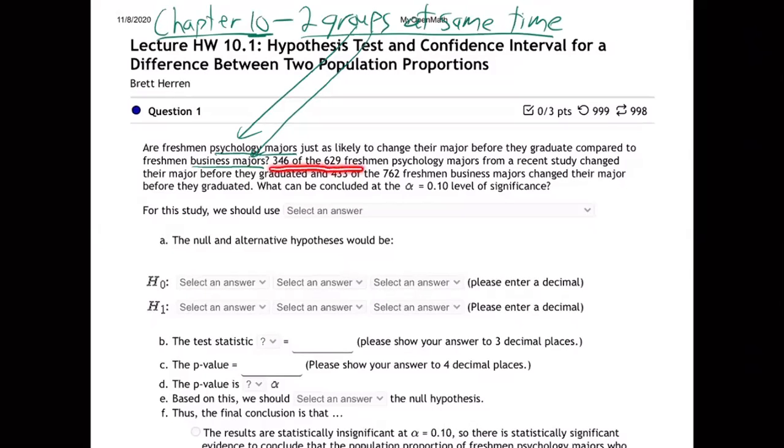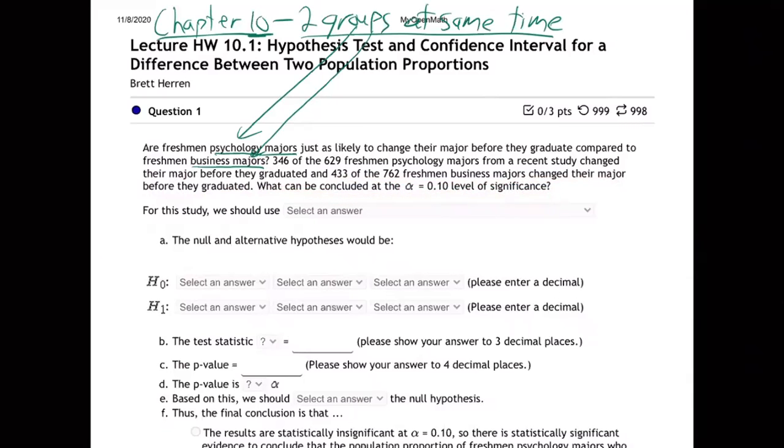346 of the 629 freshman psych majors from a recent study changed their major before they graduated. That's a lot. It's like more than half, I think. And 433 of 760 freshman business majors changed their major. That's more than half as well. It's a lot of major changing. I guess I changed my major too. Before they graduated, I was engineering and changed to math. What can be concluded at the alpha 0.10 level of significance?